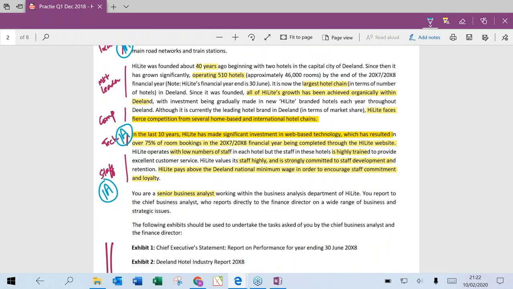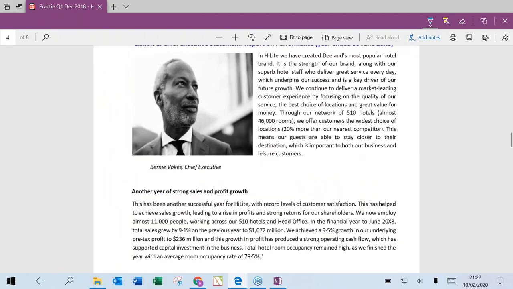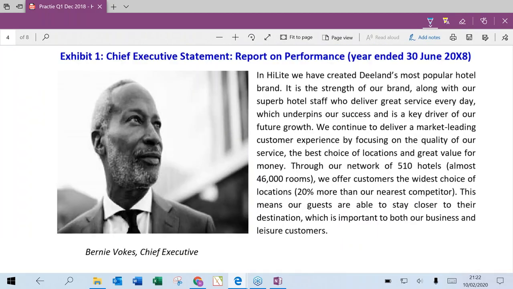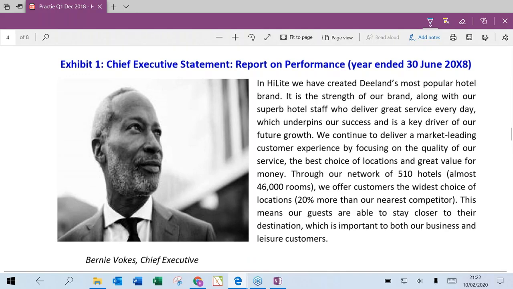Now let's hit the exhibit. We will read one paragraph. Oh, look at the CEO. I like him. Smart guy. Yeah. Maybe you can be the CEO of this company, you never know. Right. So see, exhibit 1 is Chief Executive Statement, Report on Performance, year ended 30th June.